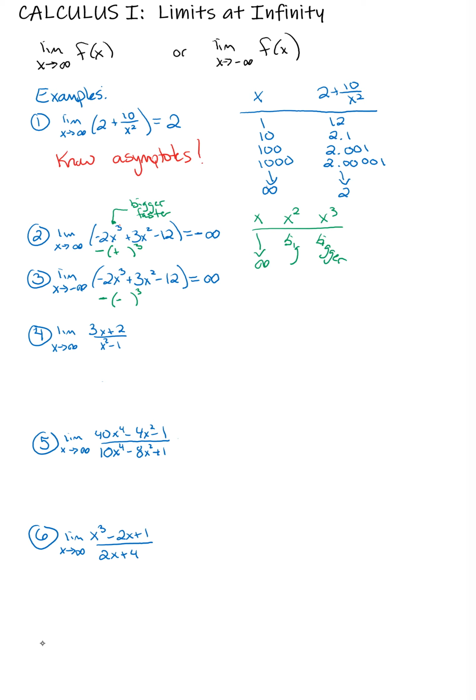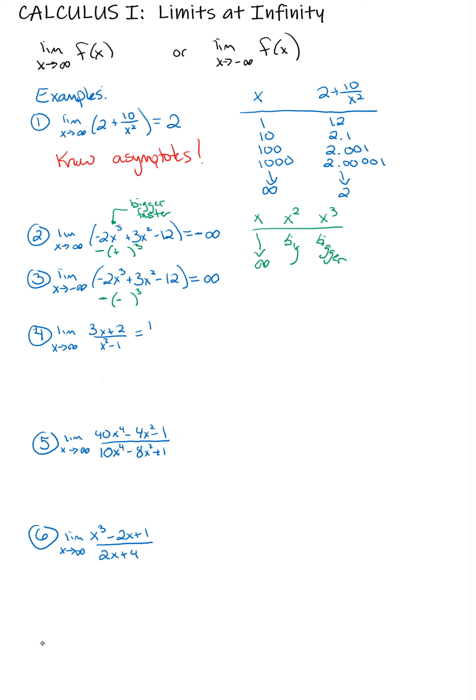All right, so on to example 4. We're taking the limit as x approaches positive infinity of 3x plus 2 over x squared minus 1. Now, there are various techniques for working with limits of rational expressions. You could, of course, graph this and take a look at the asymptotes. But there is a nice little technique that I would like you to become familiar with.